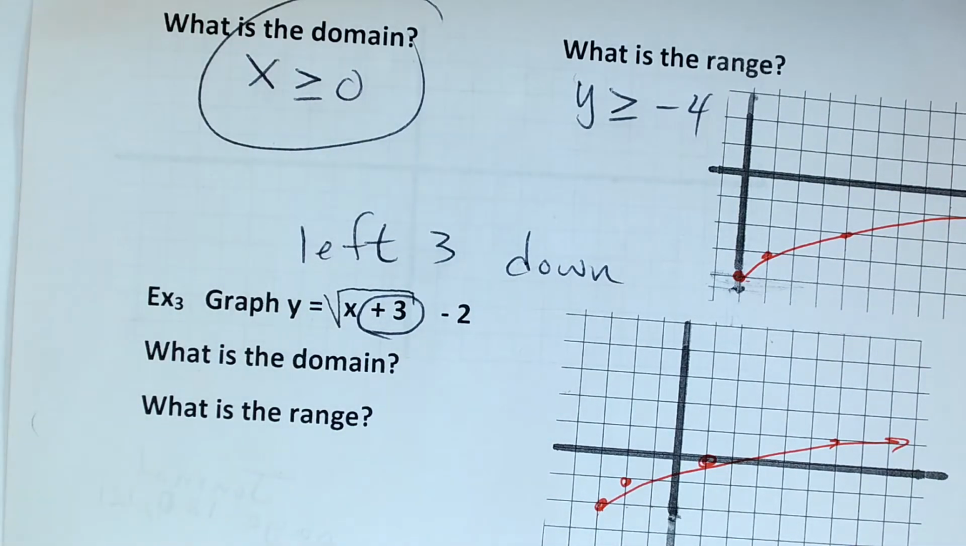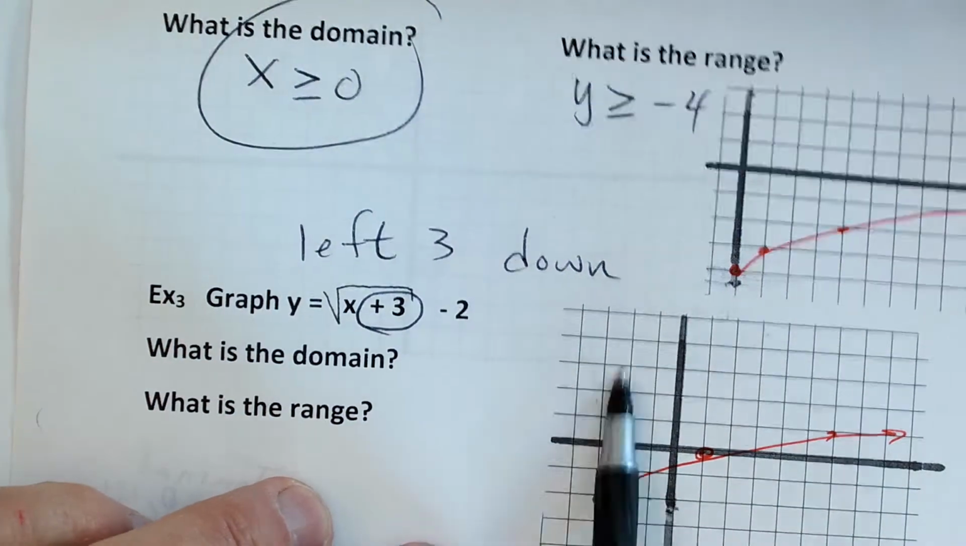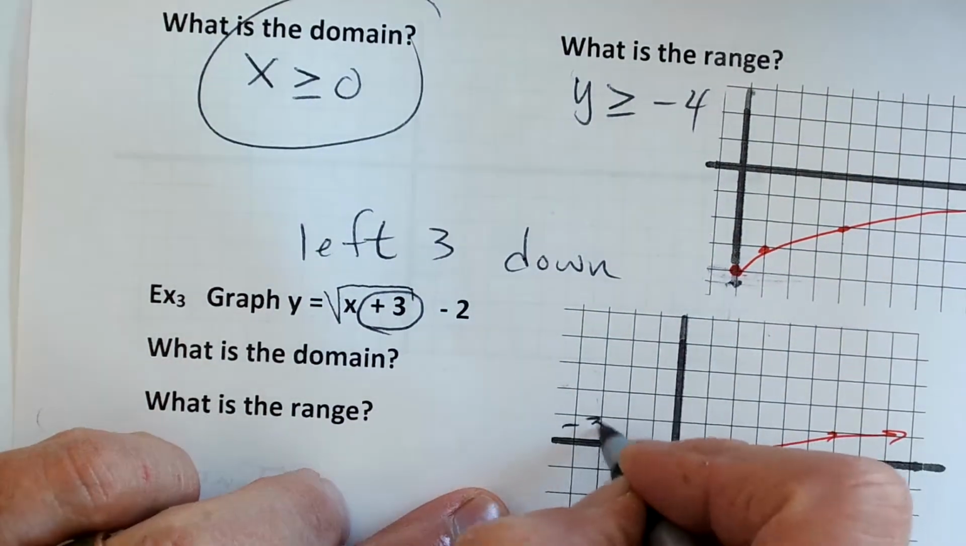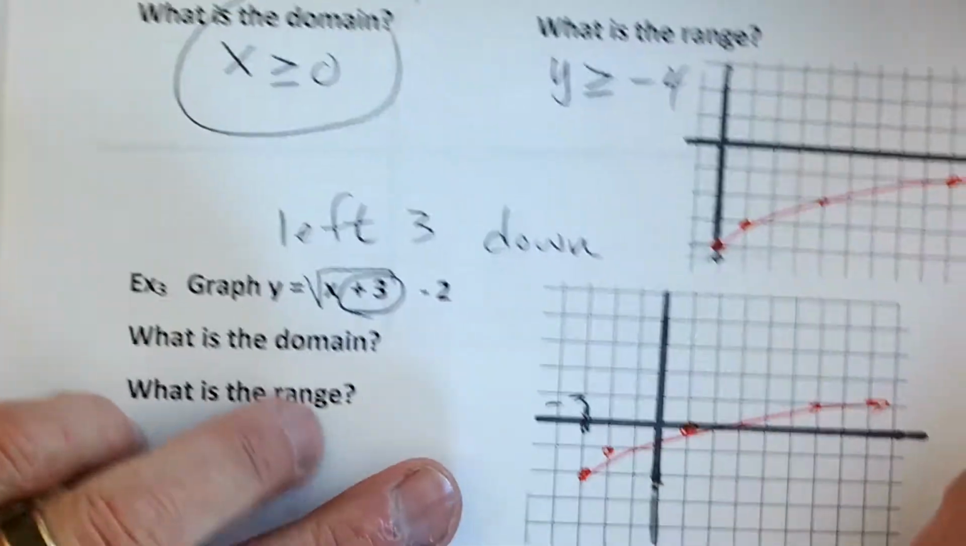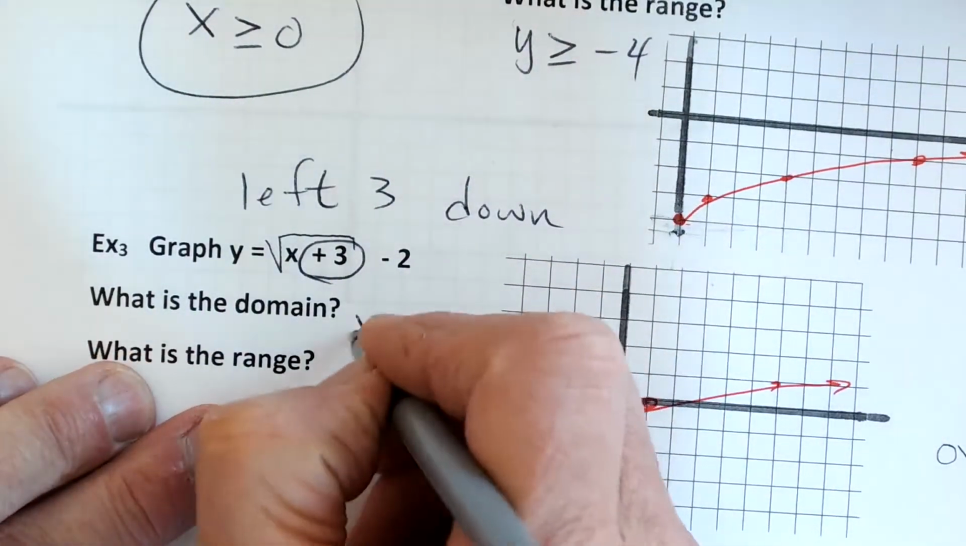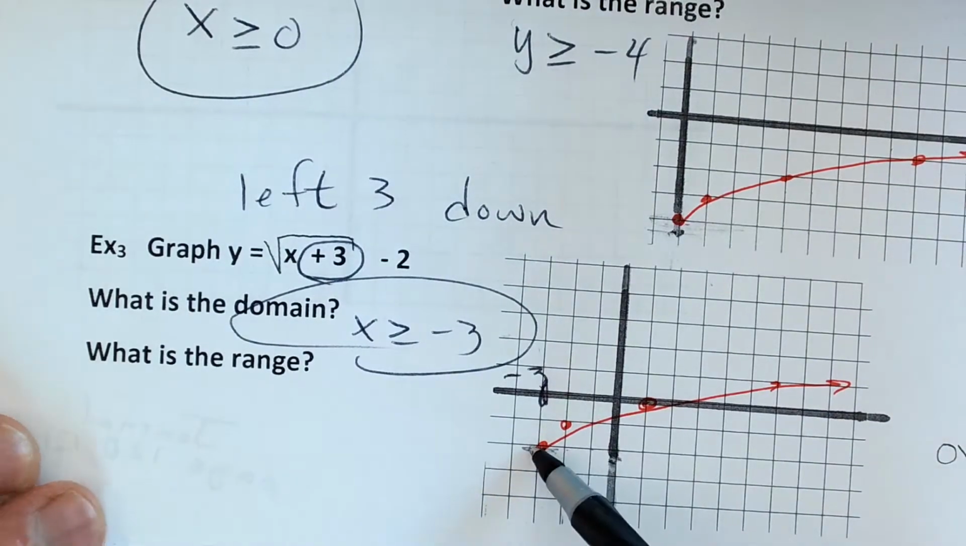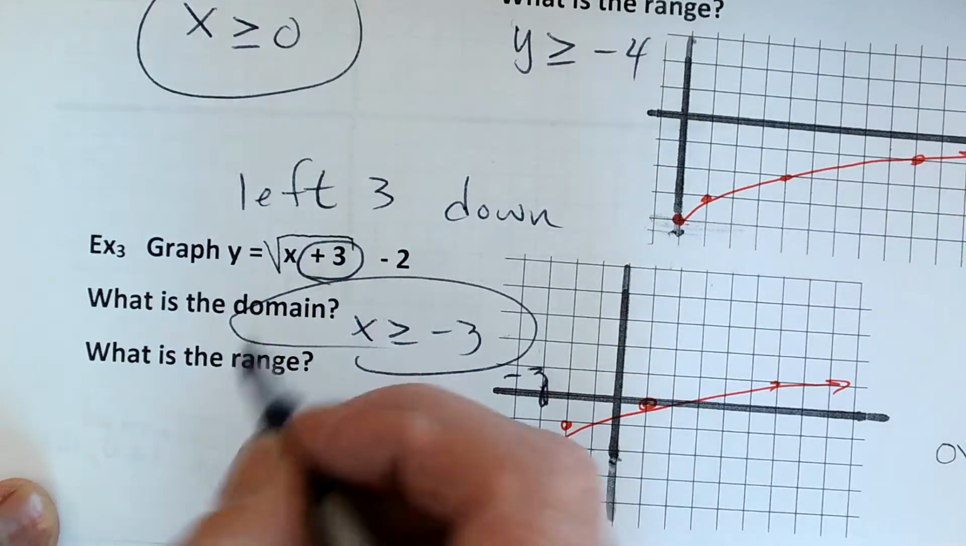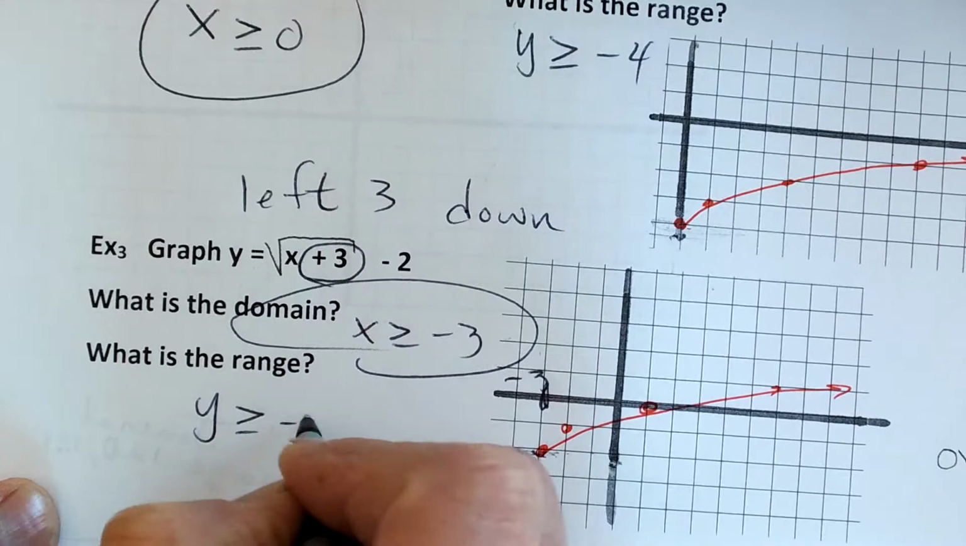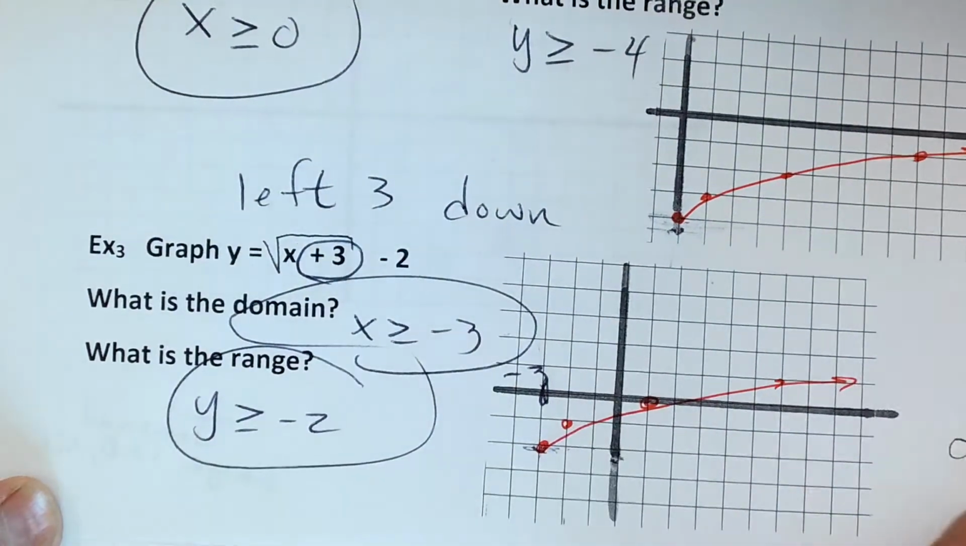So, domain and range. The x values start at negative 3 and go forward. So the domain is x is greater than or equal to negative 3. And the range starts at a height of negative 2 and goes up. There's my range. Domain and range, okay? Turn it over.